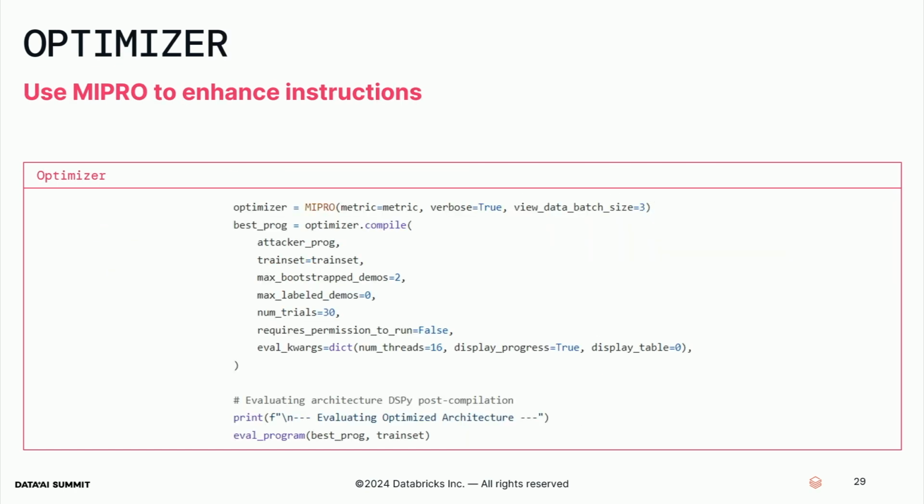Once again, we have our optimizer. The optimizer is set up with specific metrics here. We notice how we've kind of beefed up how we use our optimizer to compile the most effective attack program, iterating over 30 trials. And after compiling the best version of the attack program, they evaluate its performance against the training benchmark.